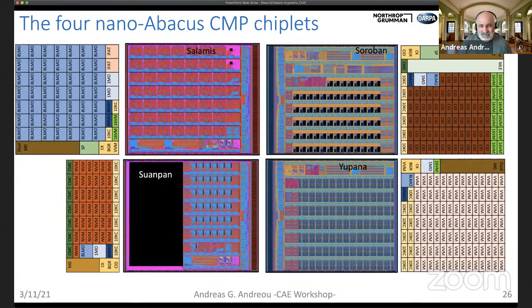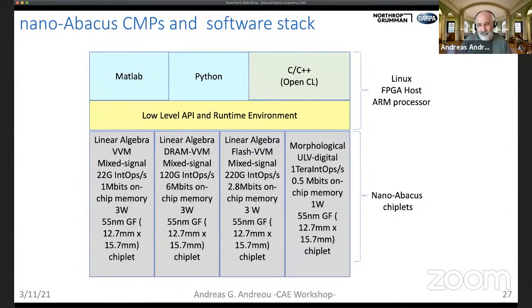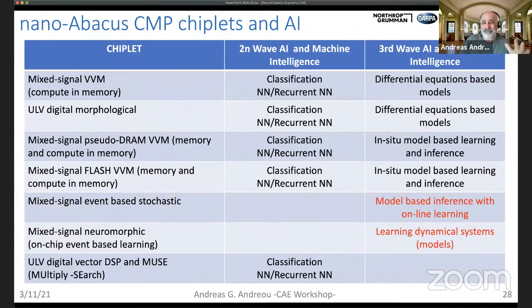We have 4 designs, so we can populate any processor in a standardized architecture chiplet. We even wrote code that could program these chiplets for doing different computations, mostly linear algebra and morphological processing, which is something that Pedro's group in Argentina has advanced. And here is a list of the capabilities of these chiplets in terms of second wave AI and third wave AI.